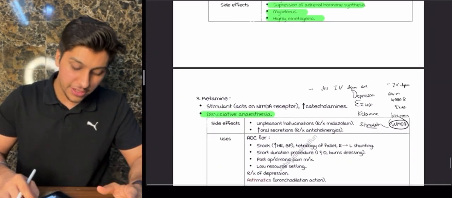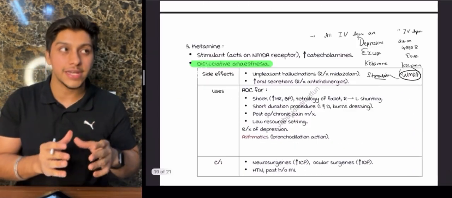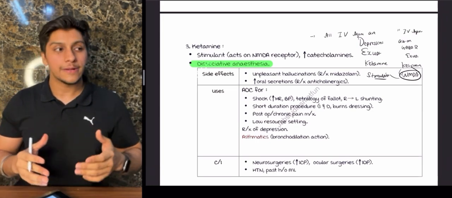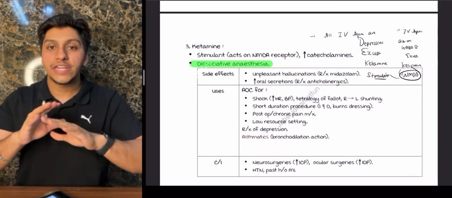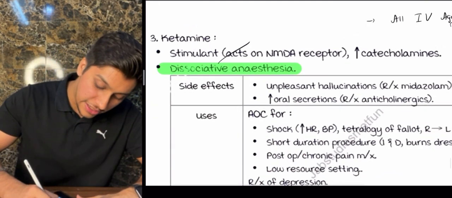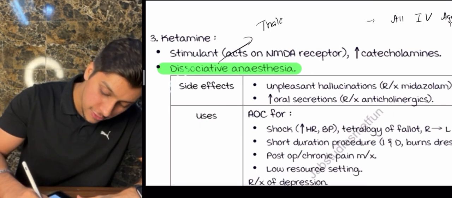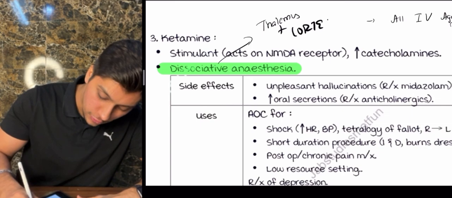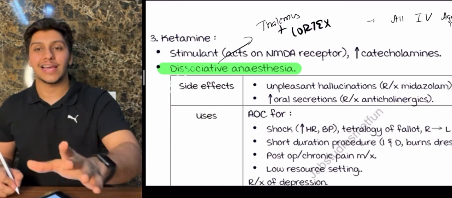So first thing first, remember that what you see in case of ketamine is dissociative anesthesia. What is dissociative anesthesia? The patient is awake but will not feel any pain. That is dissociative anesthesia. It is the dissociation between the thalamus and the cortex.